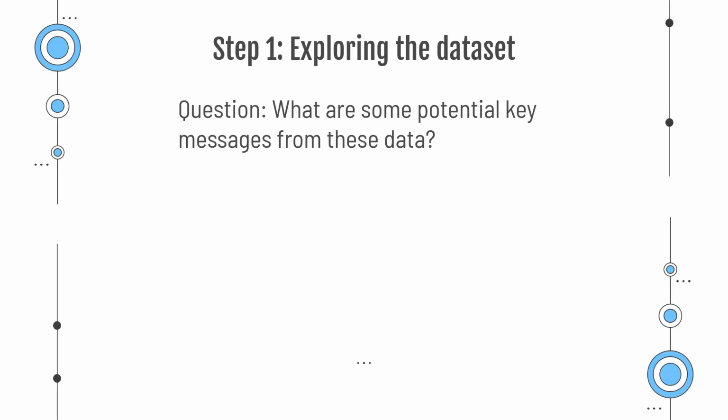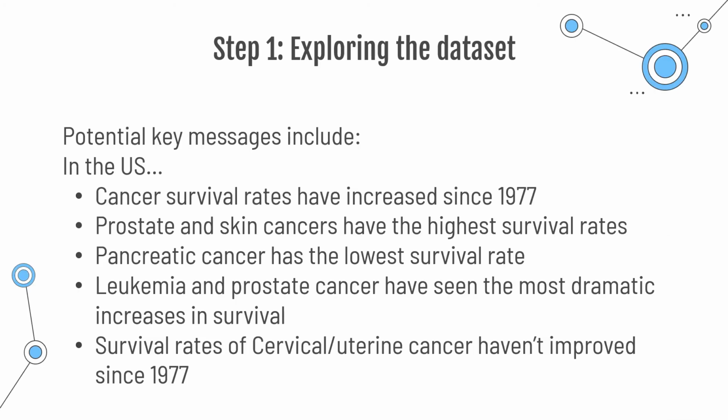All right, so now that we've had a chance to look at the data in different formats, a question that I will pose to you now is, what are some potential key messages from these data? And please feel free to pause the video here to take some time and reflect on what some key messages could be. All right, so as you might have guessed, there's usually not just one key message in a data set. So there are potentially many of them.